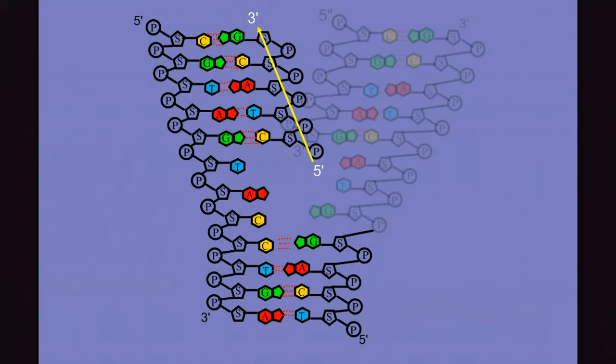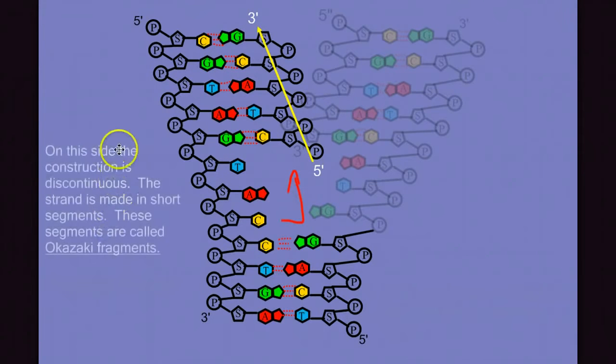So to continue building, we'd have to unzip the molecule some more, drop down below, and build up again. We call this a discontinuous build. And so we build in fragments, and we call this the lagging side, or the lagging strand.